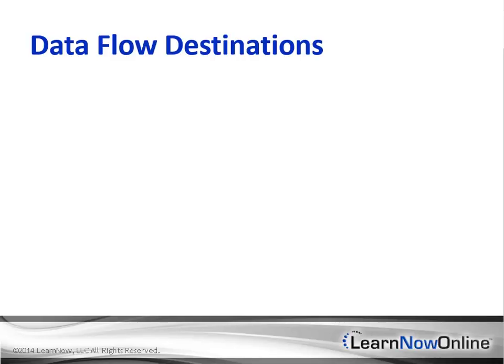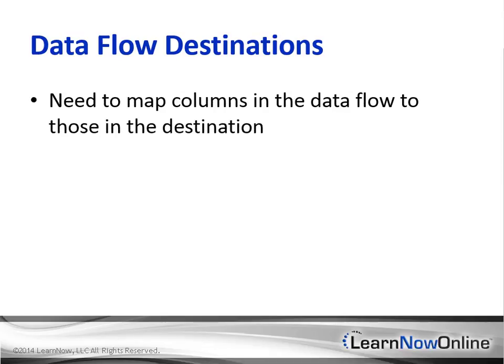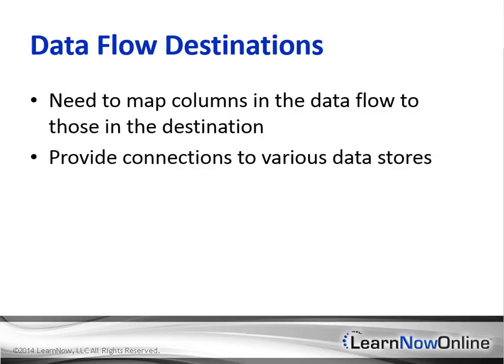Beyond just configuring the connection manager to direct the data in the pipeline to the destination, you'll need to map the columns in the data flow to the columns in the destination store. You'll do this using the mapping page in the Destinations Editor dialog box. Data flow destinations provide connections to databases, not just SQL Server, flat files, XML files, and other physical data stores.